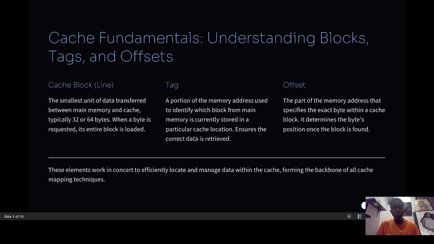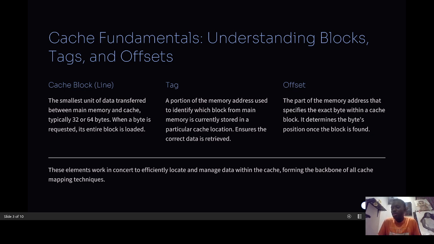So let's move ahead to cache fundamentals, understanding blocks, tags, and offsets. Let's start with cache blocks, the smallest unit of data transferred between the main memory and the cache. Typically the cache block size is like 32 or 64 bytes. So simply, it is the smallest unit of data transfer between the memory and the cache.